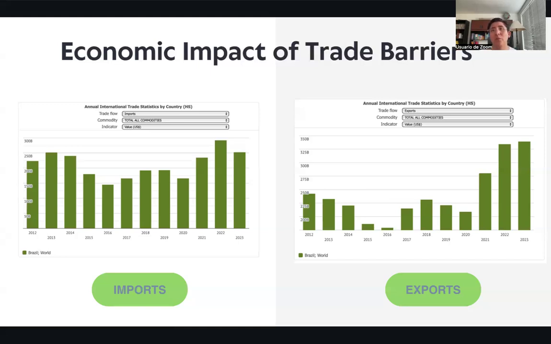However, there are also important negative consequences, and a major concern is the loss of competitiveness. When local industries are too protected, they may stop innovating, become inefficient, and depend on government support. This affects long-term growth, especially in high-tech and industrialized sectors, where Brazil still lags behind.